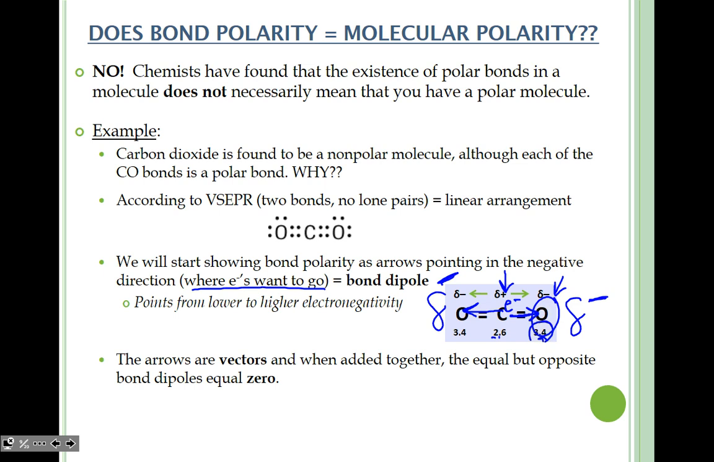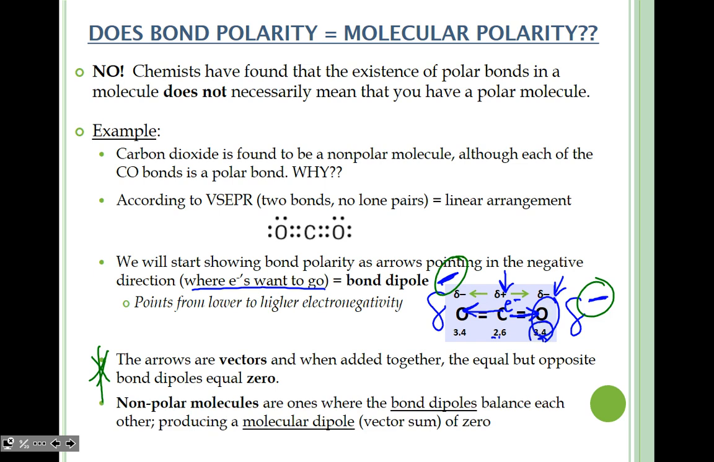Okay, if this makes sense to you, if you're mathematically inclined, this will make sense to you. What I do is I just look at the outside of the molecule. The very outside, if everything on the outside is negative or everything on the outside is positive, which I'll give you examples of, then it's nonpolar. The moment you have the outside of the molecule where one part is positive and one part is negative, then it becomes polar. Other than that, it's nonpolar. So 2 negative ends, nonpolar. Nonpolar molecules are ones where the bond dipoles balance each other, producing a molecular dipole, the vector sum, of 0. Okay?